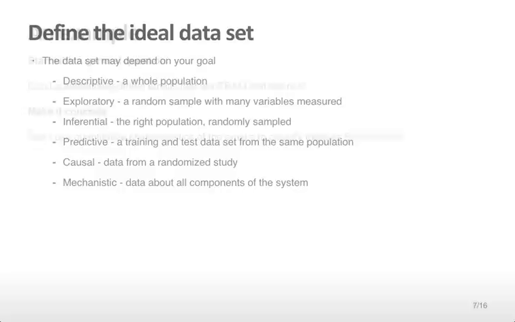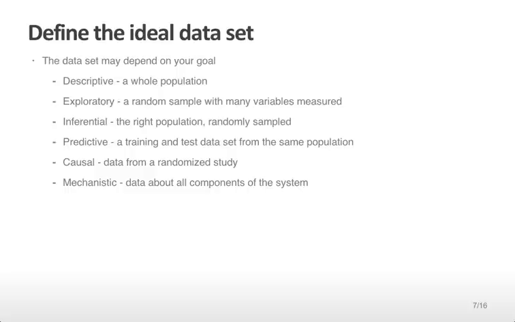So now we need to define the ideal data set. The ideal data set may depend a little bit on your goal. If the goal is descriptive, you might want a whole population of objects. If the goal is exploratory, you might want a random sample or a whole population where many variables are measured so you can explore the relationships between those variables. If the goal is the inferential analysis or question, then you want the right population and you want to be able to sample from it randomly in a way that you can make inferences.